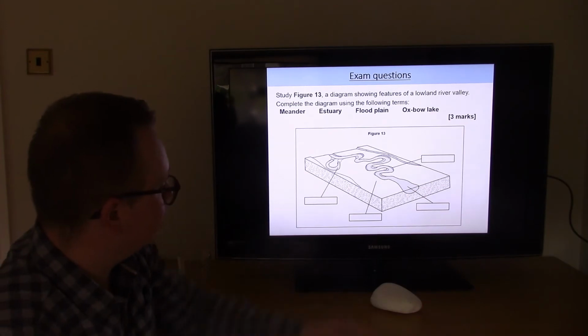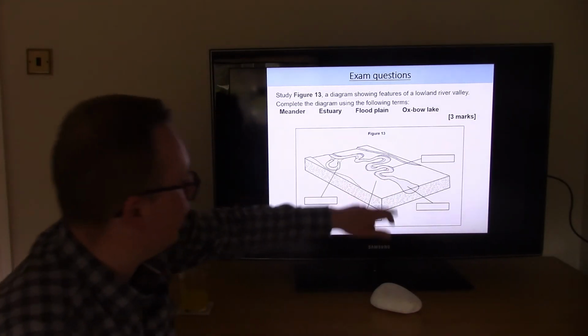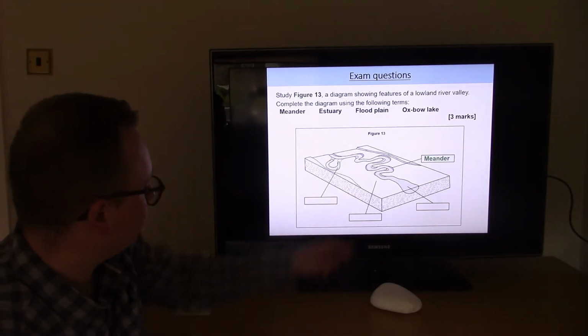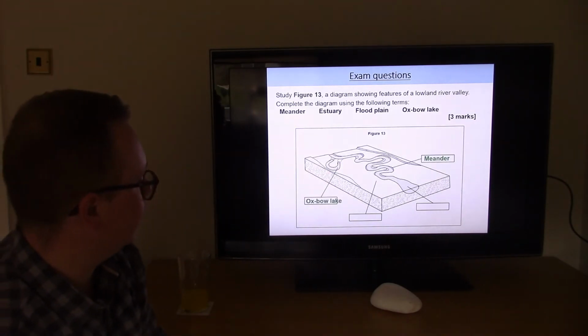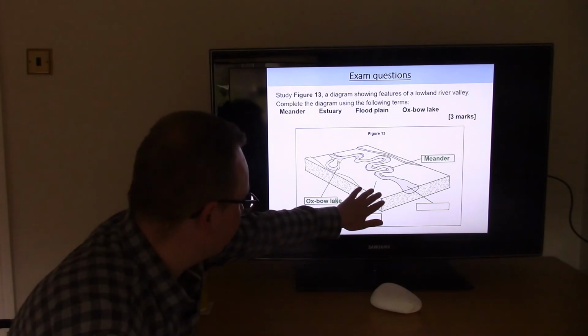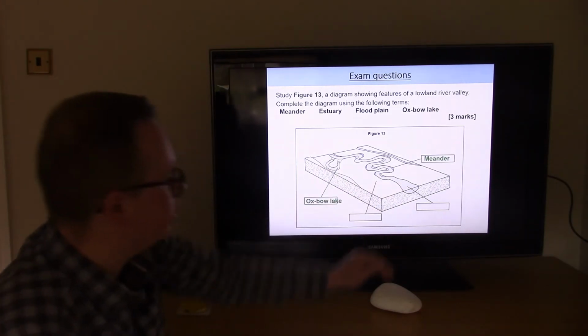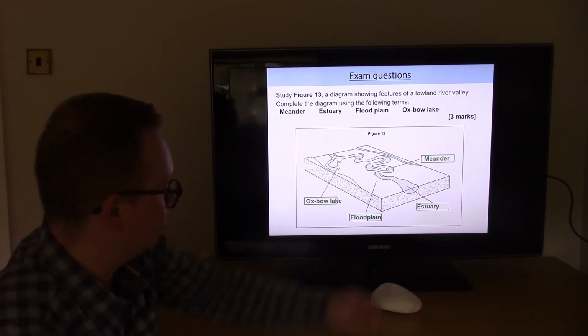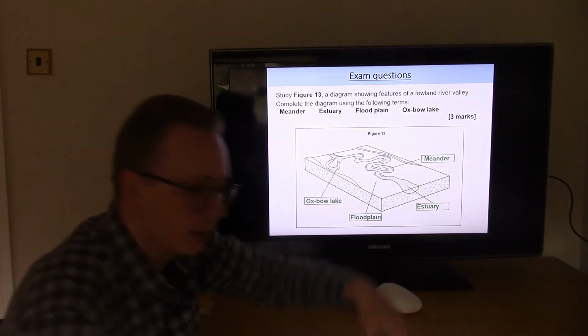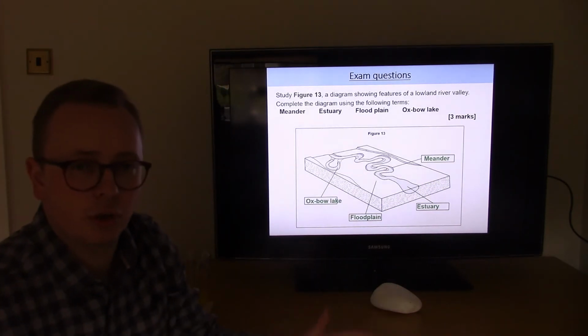So we can see we've got these big bends in the river here, so there are meanders of course. Here we've got an old meander loop that's been cut off. We know that's an oxbow lake. This arrow here is pointing to this flat area adjacent to the river, so that's going to be our floodplain. And the last one is going to be our estuary. We can just see the river starting to widen here, so we can take that to be that key characteristic of an estuary.